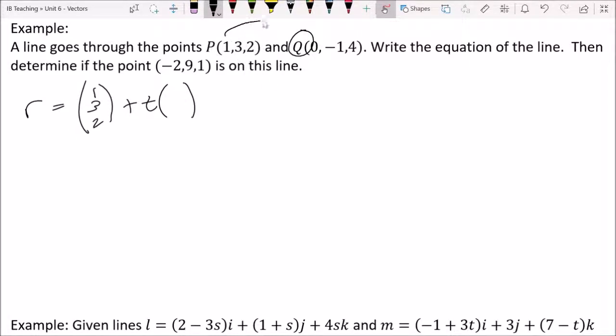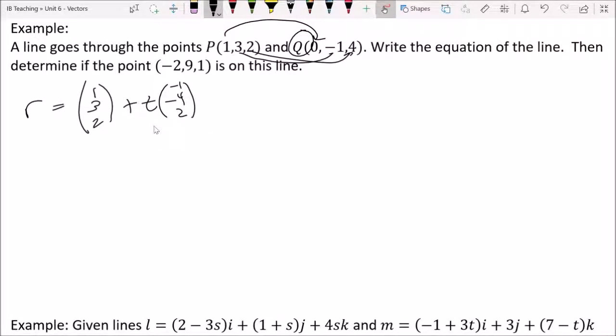That's as simple as saying, how would I get from 1 to 0? I would have to go left 1 to get from 1 to 0. So negative 1. And then I'd have to get from 3 to negative 1. And that's the y component. I would have to go down 4 to get there. And then I'd have to get from 2 to 4. I would have to go out 2 to get there. So there's the equation of the line.